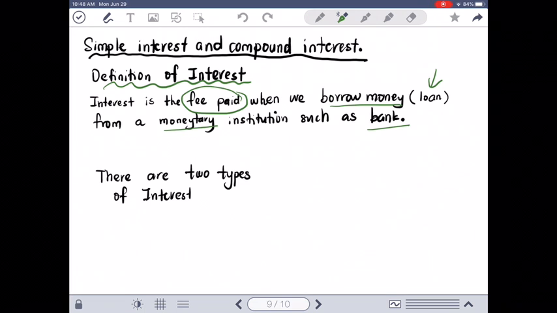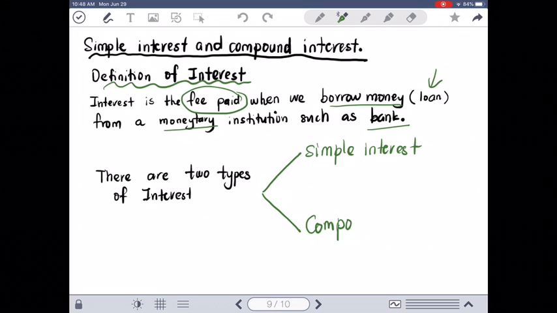Basically there are two types of interest. The first one is simple interest, and the second one is compound interest. So we are going to have a look what it means by simple interest and what it means by compound interest, and the related formula that we can apply for both interests.